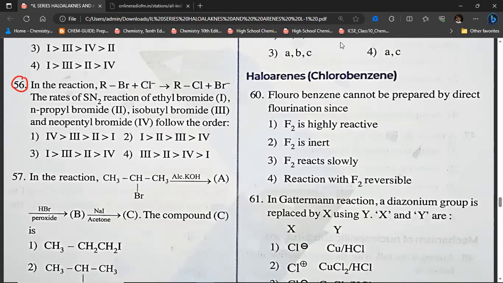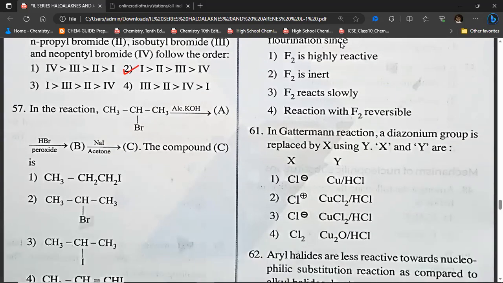When the halogen is farther from the last carbon, that means the alkyl group is increasing, obviously, and what will happen means the reactivity decreases. So we will go with the second option in that 56th question. 57th question. In this reaction, alcoholic KOH is there.